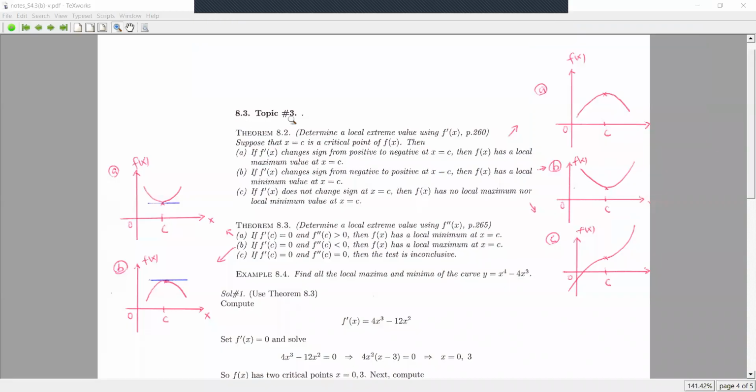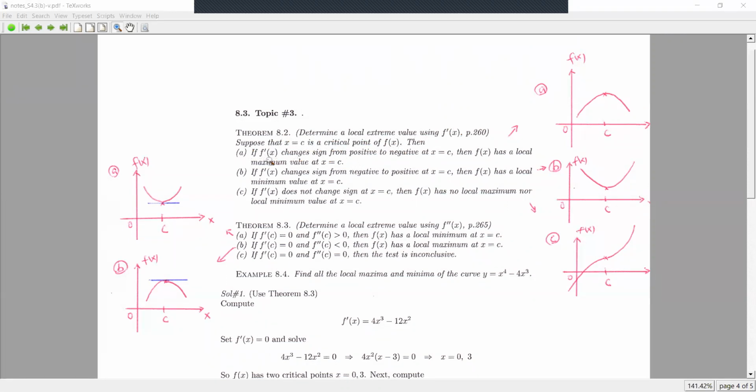Topic 3. Use derivatives to determine a local extreme value. In this topic, there are 2 theorems. Theorem 1, use the first derivative to determine a local extreme value. Suppose C is a critical point of a function.